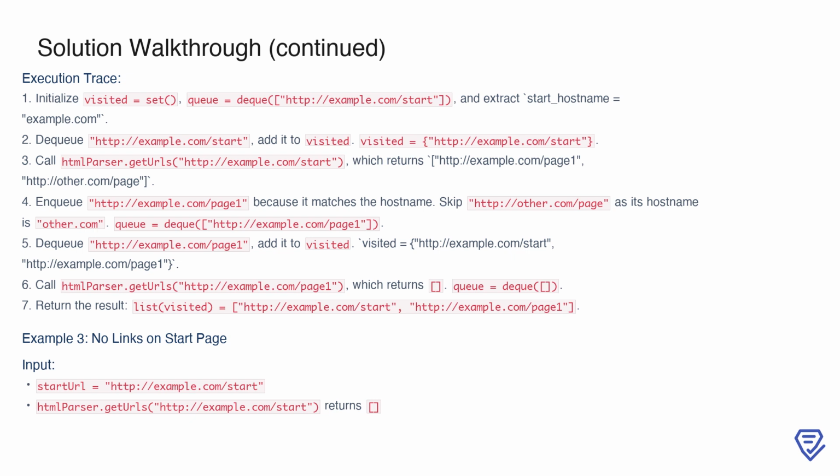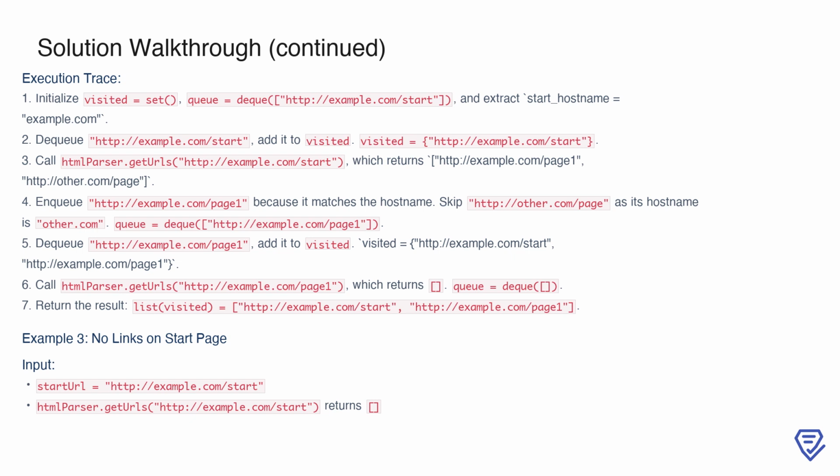The crawler starts with http://example.com/start, adding it to visited. The links retrieved include http://example.com/page1 and http://other.com/page. The latter is ignored since it belongs to a different domain, while the former is enqueued for further processing.